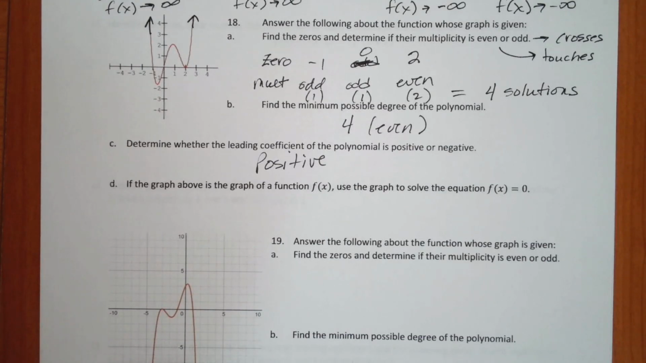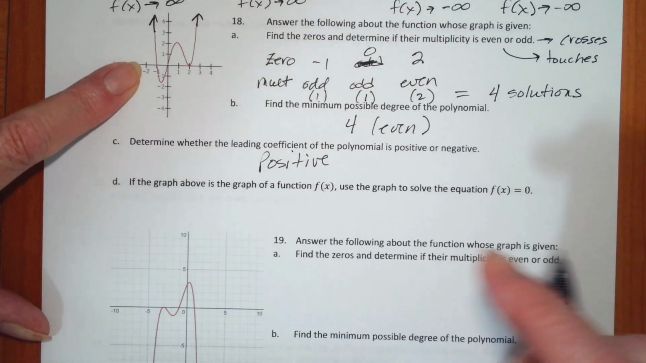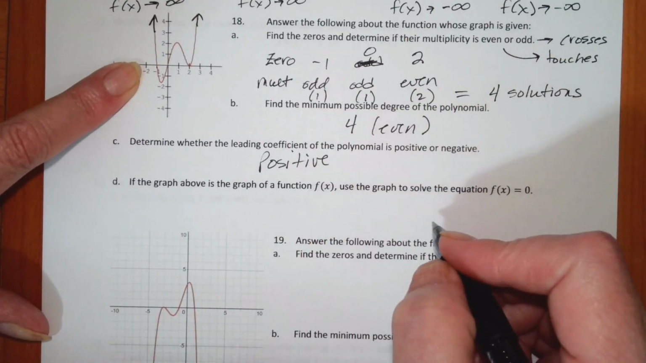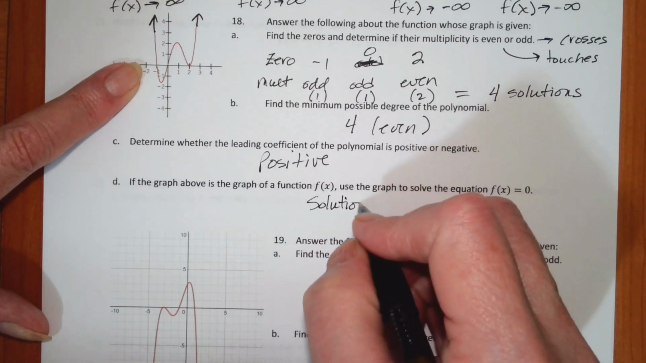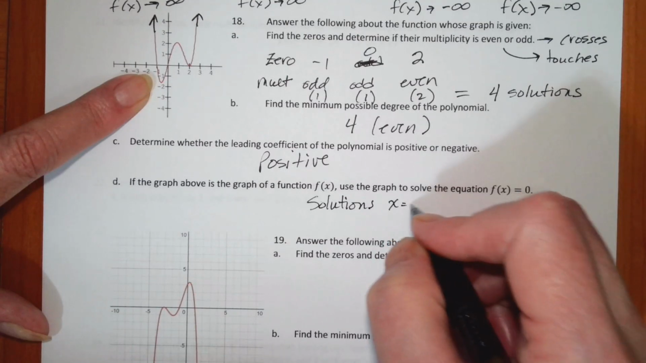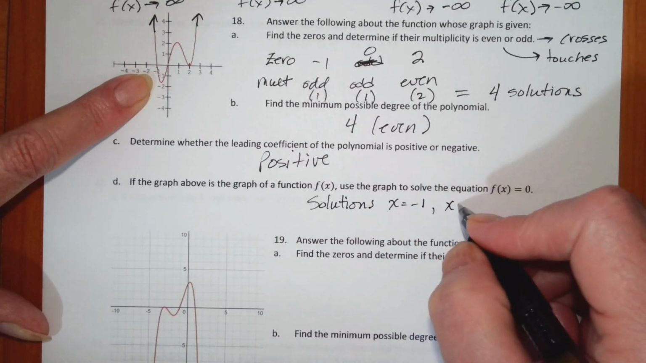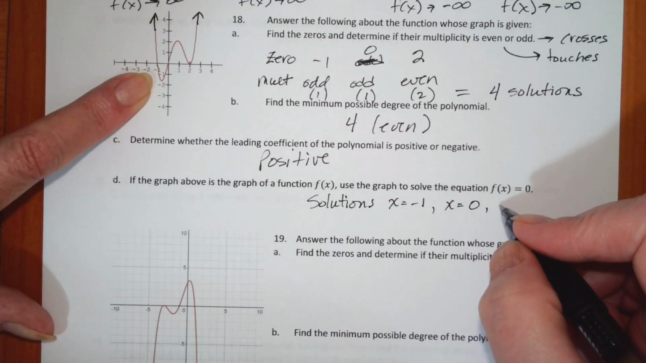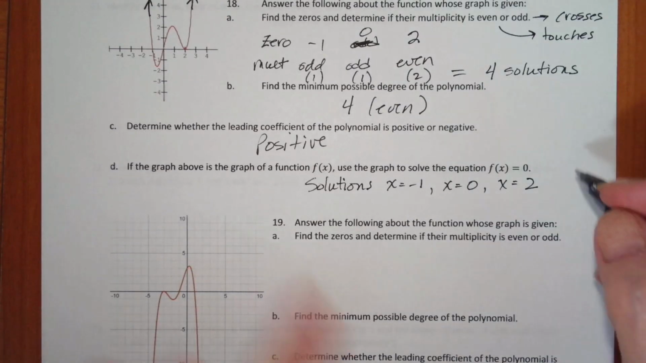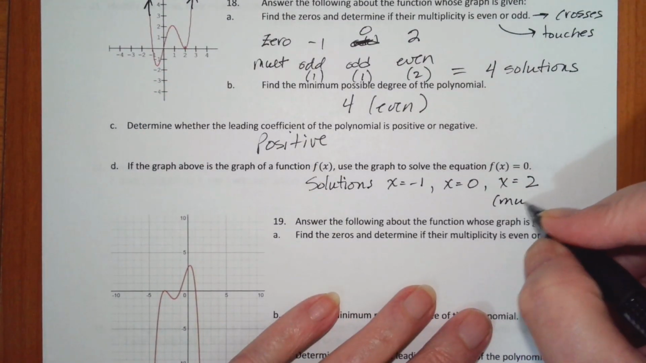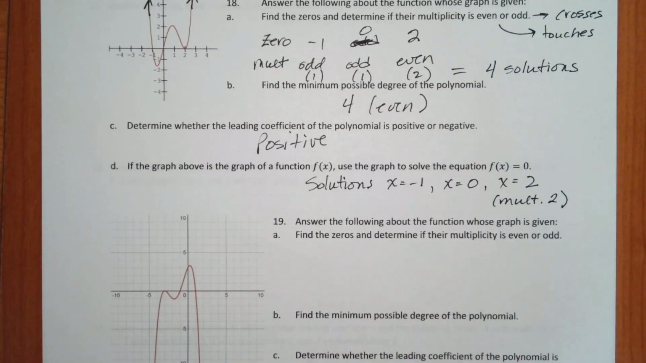Okay, if the graph above is the graph of a function f of x, use the graph to solve the equation f of x equals 0. Okay, well, that just means find the solutions, find the x-intercepts. So the solutions are x equals -1, x equals 0, and x equals 2. And this one has a multiplicity of 2.